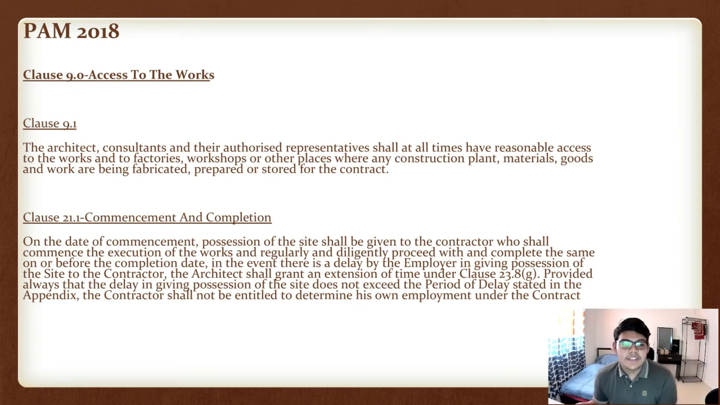The first clause is clause 9.0, access to the work. In clause 9.1, it stated that the architect, consultants, and their authorized representatives shall at all times have reasonable access to the work and to factories, workshops, and other places where any construction plant, materials, goods, and work are being fabricated, prepared, or stored for the contract.